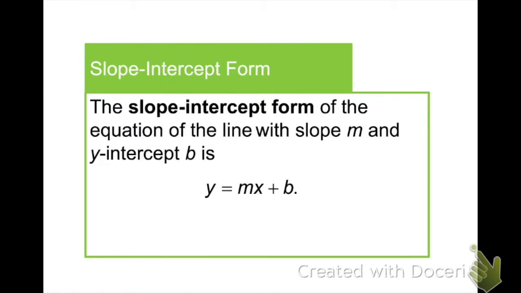Here's another form. This one you're probably used to. You've been doing this one for a long time. Slope-intercept form is y equals mx plus b. When it's in this form, you're easily able to see the slope and the y-intercept. So slope is the m, and your y-intercept is the b.